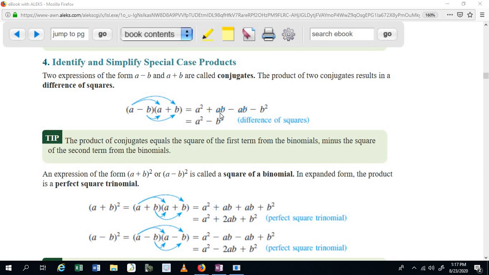Now notice the ab term cancels here. You have a positive ab and then a minus ab, so those cancel to 0. And then you're just left with a squared minus b squared. That's called the difference of squares. So when you take the product of two conjugates, you end up with the difference of two squares. Okay, so that's the first special case that we're looking at.